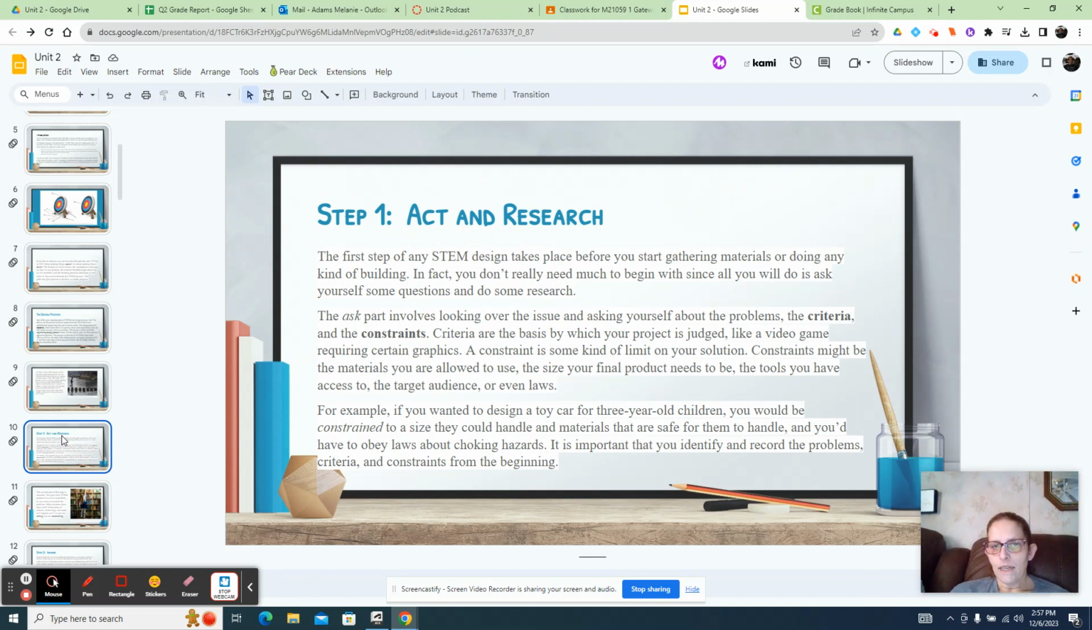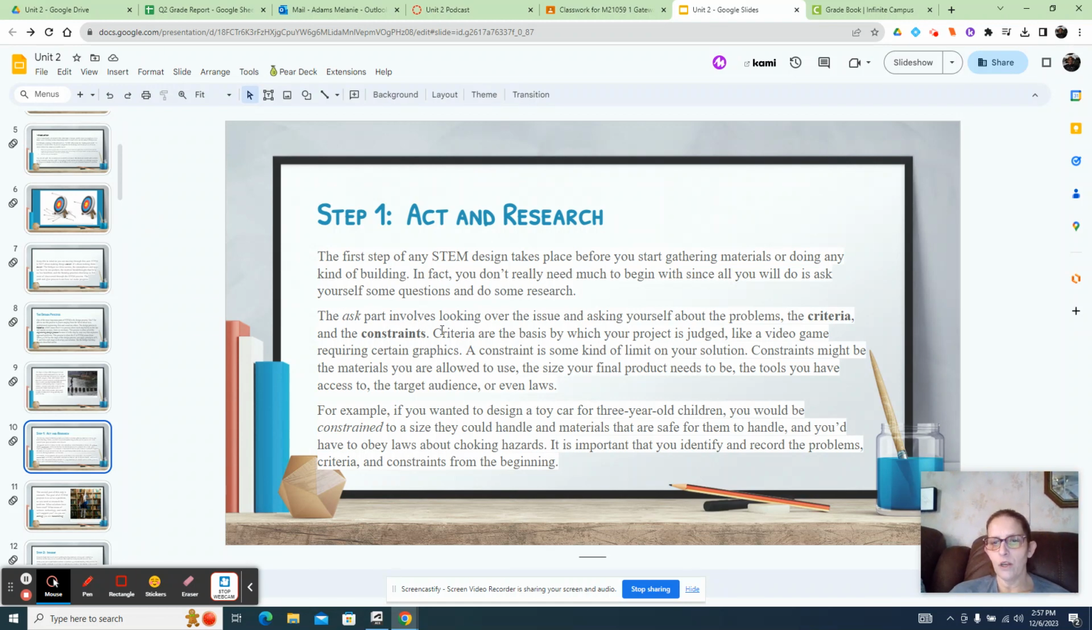So step 1 is ask and research. So the first step of any design is you have to figure out what it is that you're acting on, what is your problem. Okay? It involves looking at the issue, asking yourself about the problem, the criteria, the constraints.